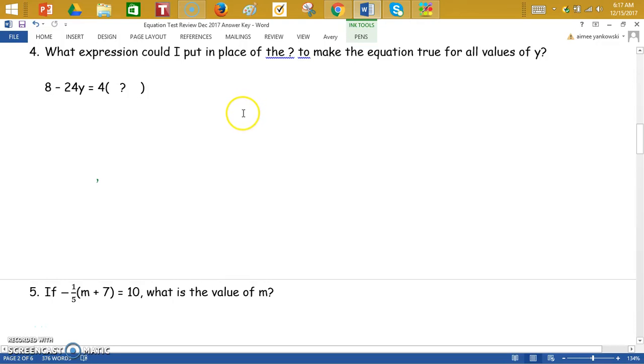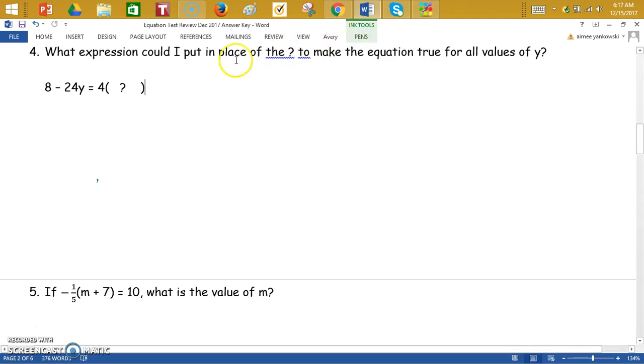All right, 7th graders, this is to help you get ready for question 4 on your test. It says, what expression could I put in place of the question mark to make the equation true for all values of y? Okay, so we have 8 minus 24y equals 4 times something within parentheses.